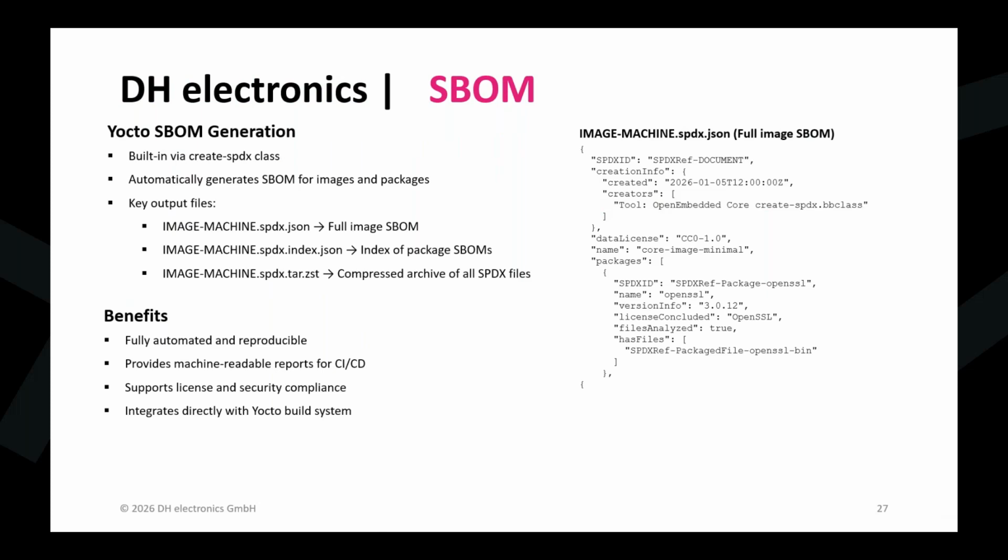The benefits of Yocto SBOM output are that the SBOM generation process is fully automated and the image content is fully reproducible with SBOM details. The SBOM provides machine-readable reports which can be used in the CI/CD, for example, to generate a project-specific readable overview for your product image. The SBOM is a proof of compliance for license and security regulations. And for Yocto SBOM generation no additional tool is needed because it is already part of the Yocto build process.